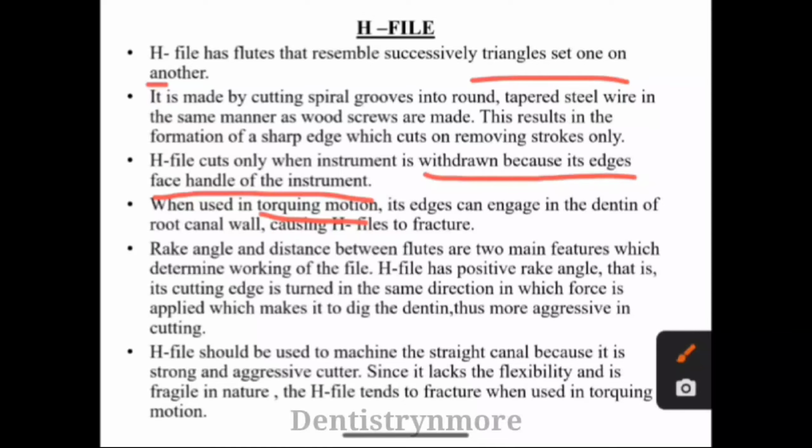The rake angle and the distance between the flutes are the two main features that determine the working of the file. If the file has a positive rake angle, that is, its cutting edge is turned in the same direction in which the force is applied, it digs into the dentine, and thus the cutting is more aggressive.